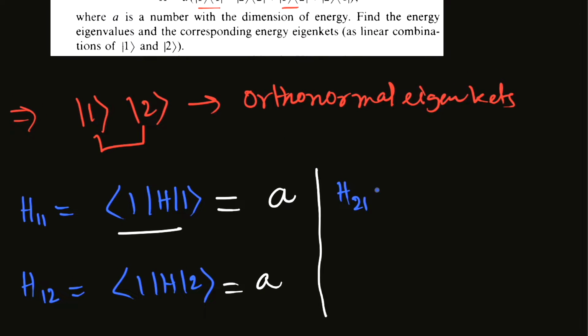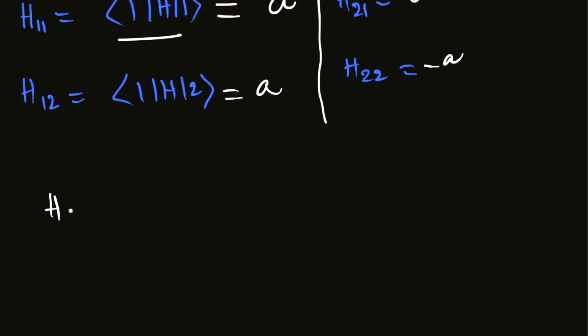Then let us calculate H21. H21 means only this term survives, so we again get A. Now let us calculate the value H22. Only this term survives, so we get minus A. So our operator in terms of a matrix will be A times the matrix [[1, 1], [1, -1]].